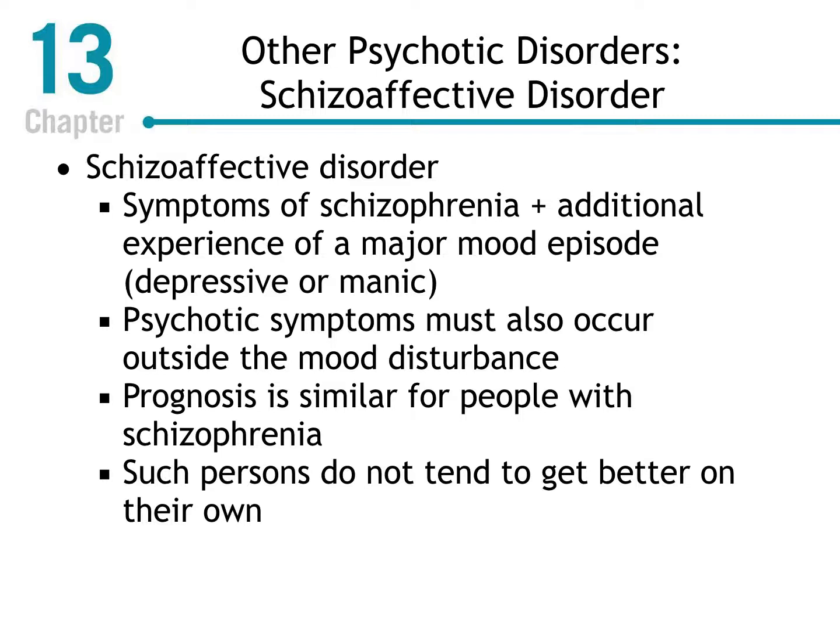And so we want to know, do the symptoms of schizophrenia, do those psychotic symptoms occur outside the mood disturbance as well? Because then we might be looking at schizoaffective, and for that the prognosis is going to be similar to people with schizophrenia. So it's going to be a pretty poor prognosis. Think about it, they have schizophrenia as well as a mood disorder, so it's going to be really hard for them to come up to a level of functioning that's within normal limits, okay?